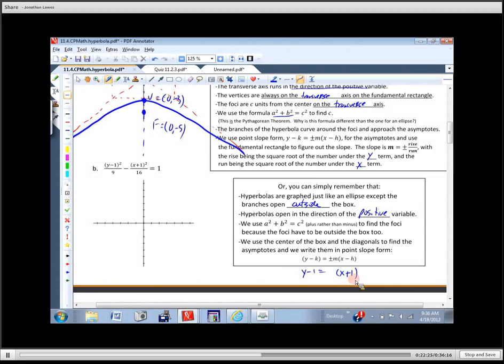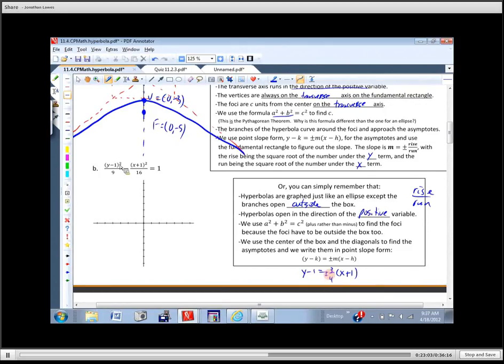Now the only thing I need to do is figure out what the slope is. Remember, it's going to be a rise over a run. Which variable would tell us the rise? The y. Look underneath this. What's the square root of 9? 3. So I'm going to put a 3 up here. Which variable tells us the run? X. Underneath that is a 9. Take the square root. Thank you very much, Alex. Okay. So we have 3/4. What do I put in front of that so I account for the one that goes up from left to right and the one that goes down from left to right? Just a plus or minus. Those are the asymptotes. It's that simple.